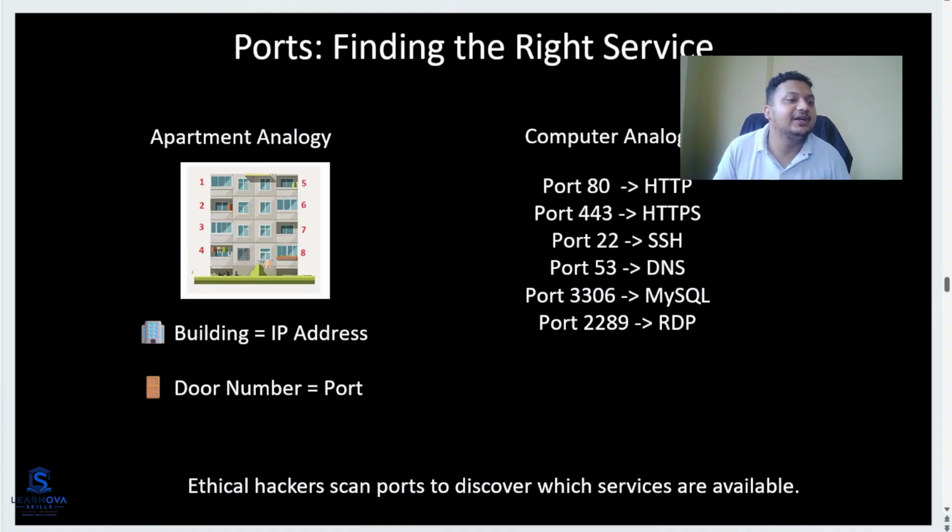Let's use an apartment building analogy. Imagine the IP address is the address of the building, but inside the building there are many different doors. The port number is like the door number. Different services commonly use different ports. For example, port 80 tends to be HTTP, port 443 HTTPS, port 22 SSH, port 53 DNS, port 3306 commonly MySQL. The IP address helps identify the destination host.